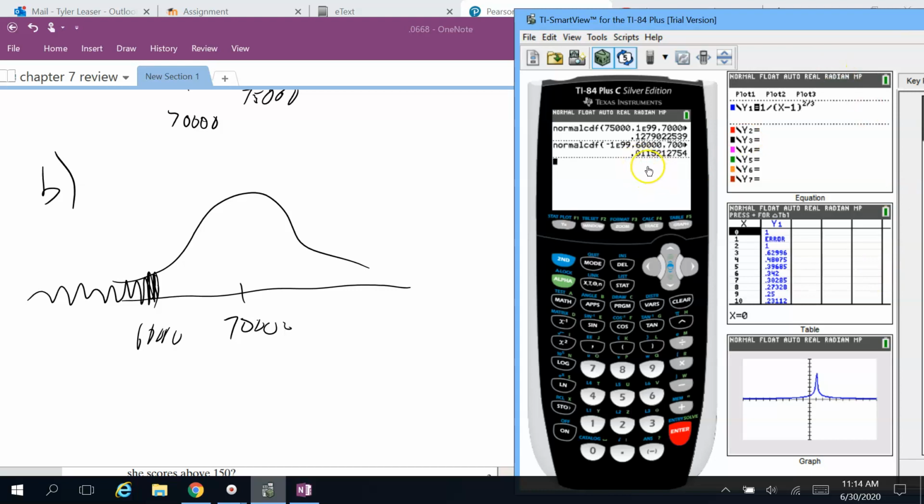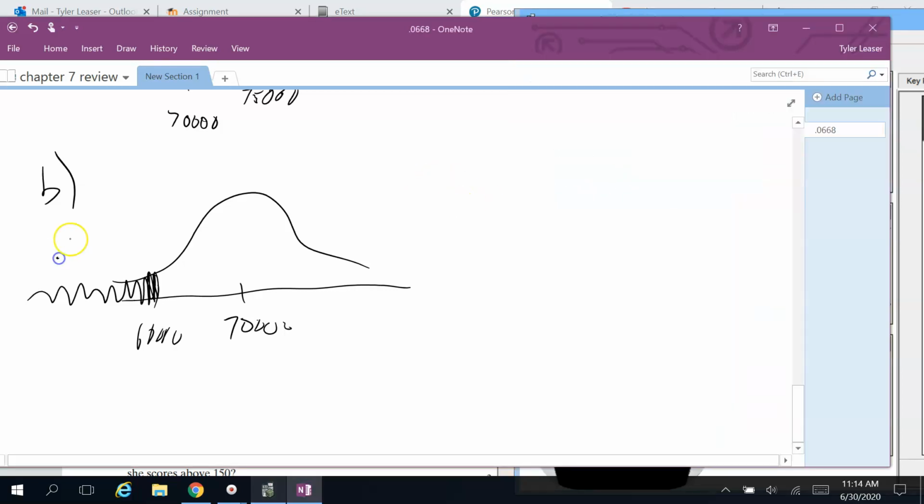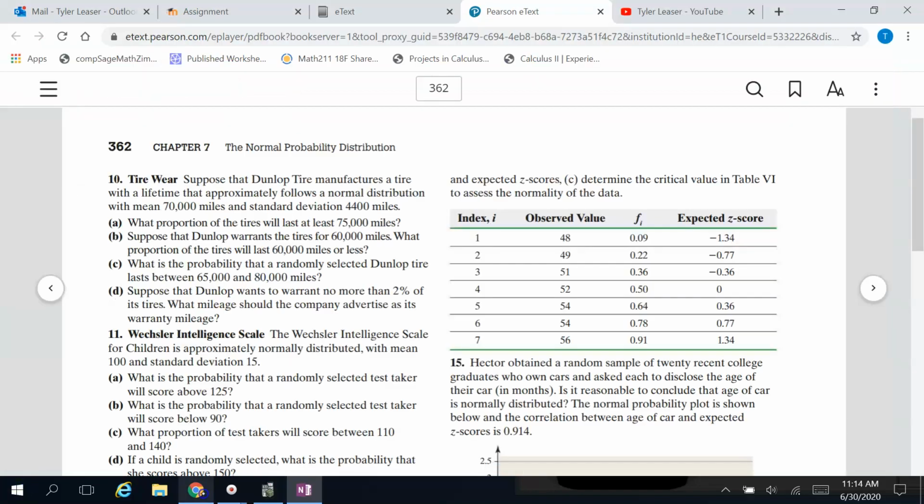So the proportion of tires that will not get to the warranty is around 1%, 0.0115. Which is good for that company, right? That means that a very, very small proportion of these tires are actually going to not reach the warranty. All right, moving on to C.